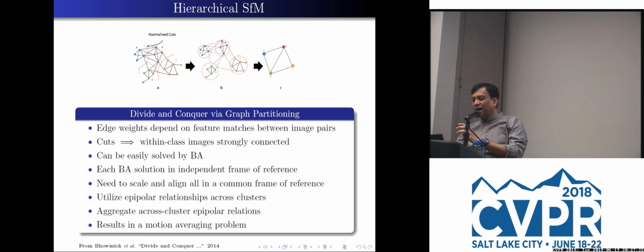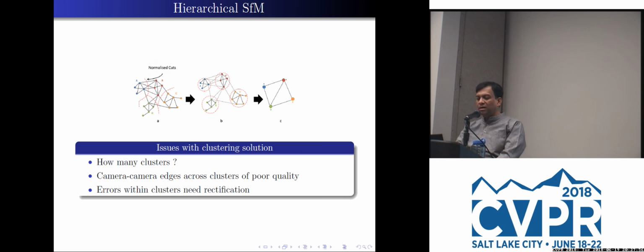So now you can do a hierarchical way of solving this, and then you can aggregate the relationships across the edges and so on and so forth, and we call it divide and conquer. And you can do very efficient, accurate estimation. So you can actually speed up the overall optimization much more.